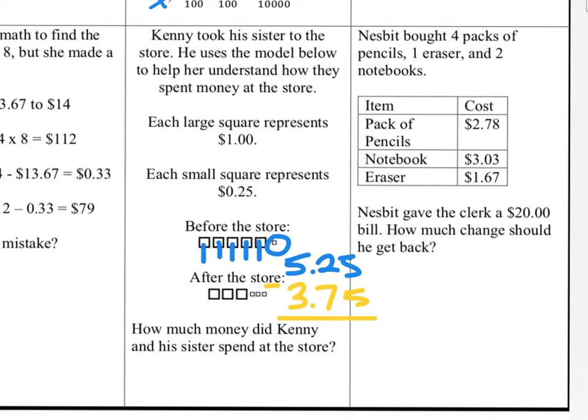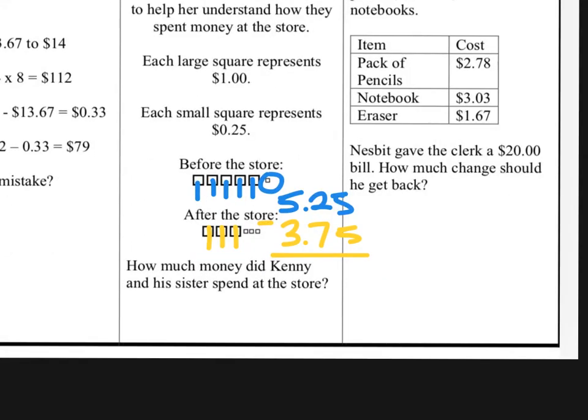You have 5 whole dollars and 25 cents before Kenny and his sister went to the store. And then after the store, they had $3 left with 75 cents, because you have 3 of the small squares, and every small square represents 25 cents. So all we need to do is do our math problem of $5.25 minus $3.75. I'll go ahead and write it over here so we can see better.